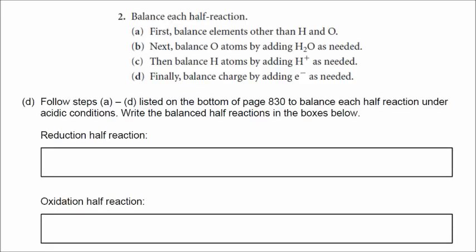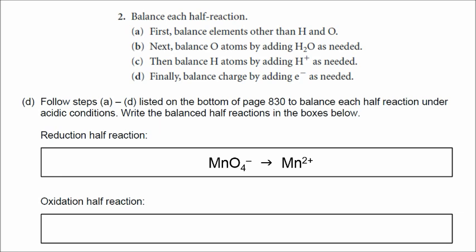All right, so now we're going to balance the reduction half reaction. This is manganese going from +7 to +2. And we have a process in which we balance the half reaction. First, we're going to balance any elements other than hydrogen and oxygen. In this case, we only have 1 manganese atom on both sides, so that's already done.